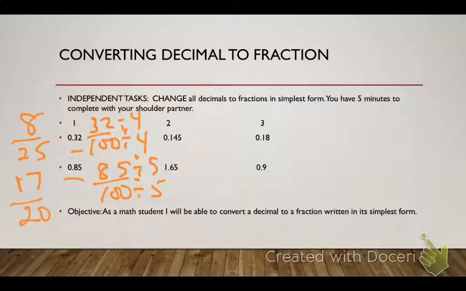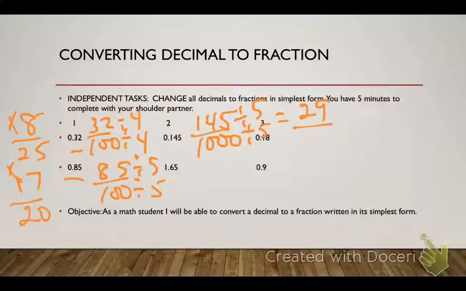Remember your objective, converting a decimal to a fraction written in its simplest form. That's why these are correct, because they are in their simplest form. Now we got this one, 145 over 1,000. Remember, you can't divide these by 25 because it isn't a 50, a 75, 25, or double zero in both. So we're going to divide them by 5. And the answer comes out to be 29 over 200. 29 is prime, and so 29 is not a factor of 200. I know this is in its simplest form.